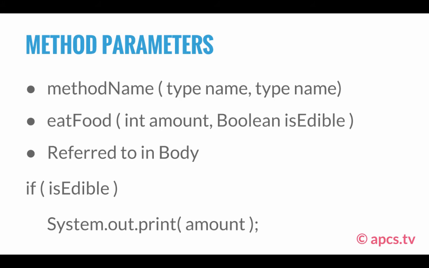So in the eatFood method, you'll see that it says if isEdible. If that comes out to be true, then the system will print out the amount, which is an integer. And the good thing about parameters is that the user can insert anything, and then the output will vary depending on what the user inserts. This may seem a lot abstract, but we'll be taking a look at some hands-on programs a little bit later in this section, and there we'll be able to see exactly where method parameters and method declarations fit in.